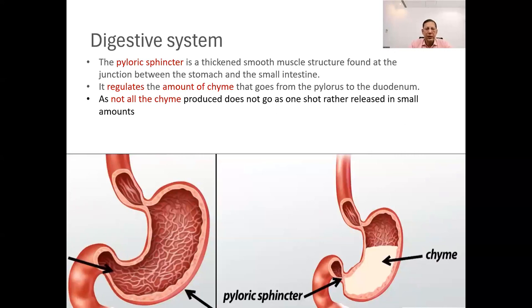In the stomach, the pyloric sphincter is the thickened, smooth muscle structure found at the junction between the stomach and the small intestine. And this pyloric sphincter will regulate the amount of the chyme that is found in the stomach to be released into the first part of the small intestine, that is the duodenum. So not all the chyme which is produced will go at one shot. Rather, a small amount is released into the small intestine.